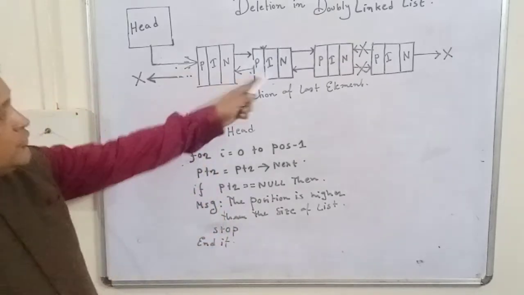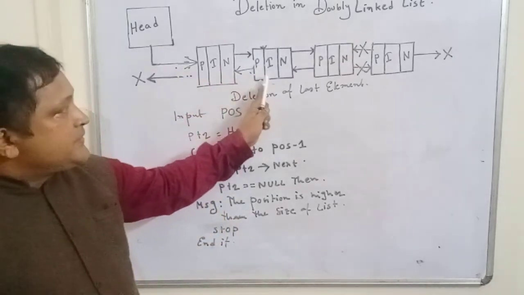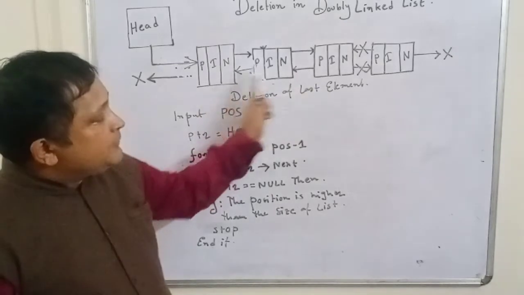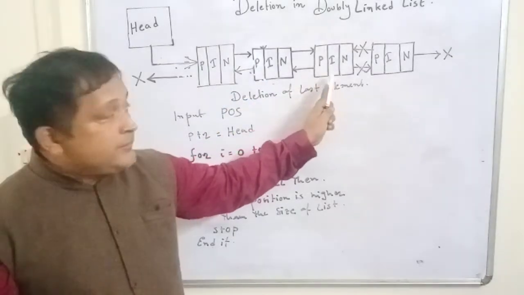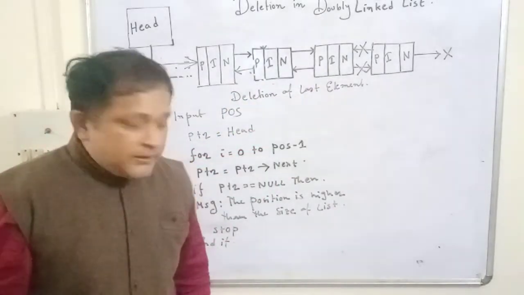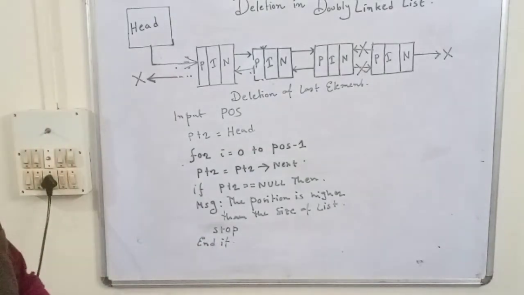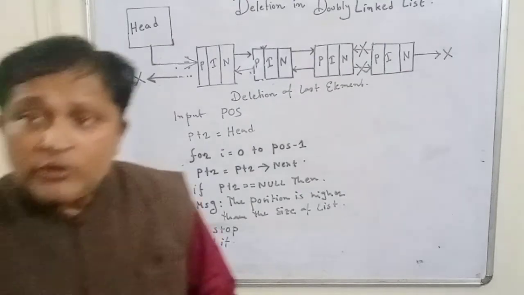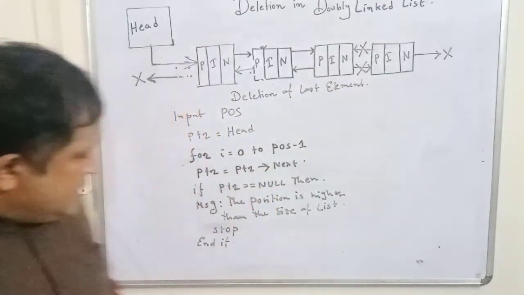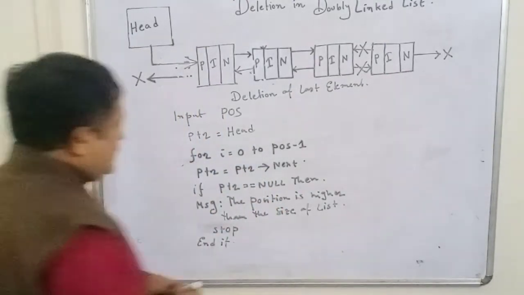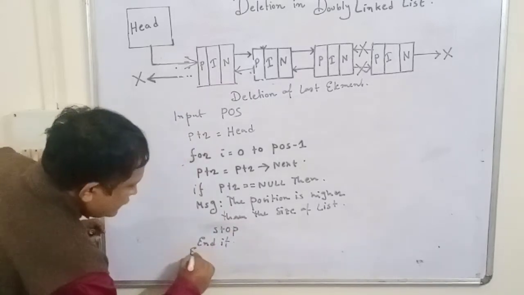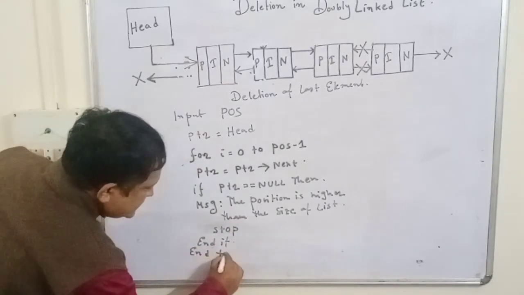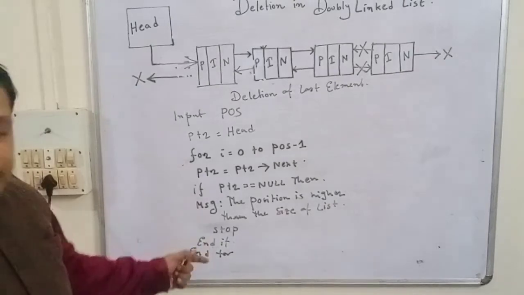If en route the value of PTR is null, meaning any node before we reach the particular position where we want to delete the element is found to be null, then we can say the position is higher than the size of the list. The size of the list is smaller than the position we want. Now, after this the for loop is ended and terminated.